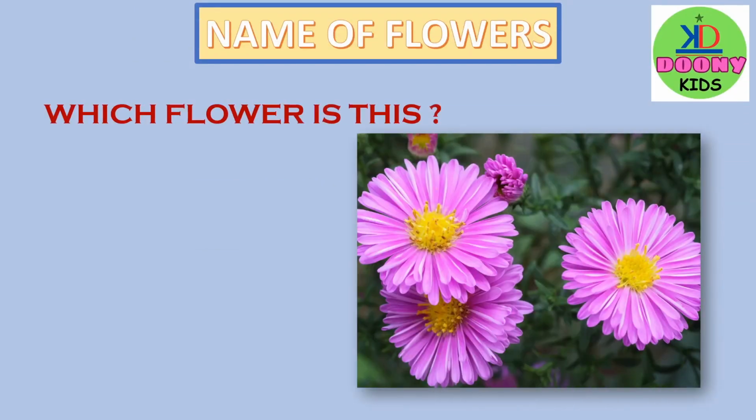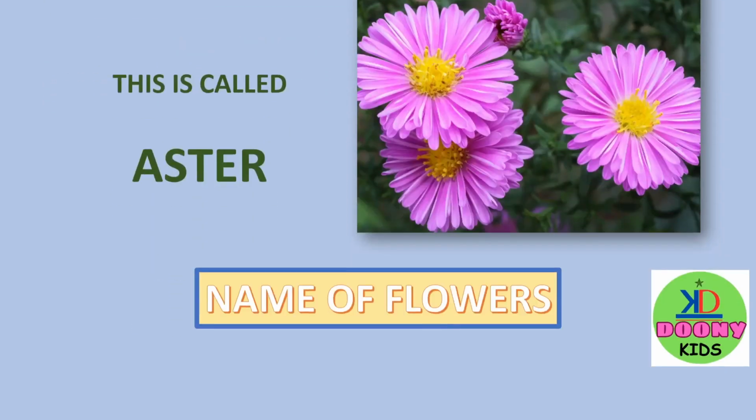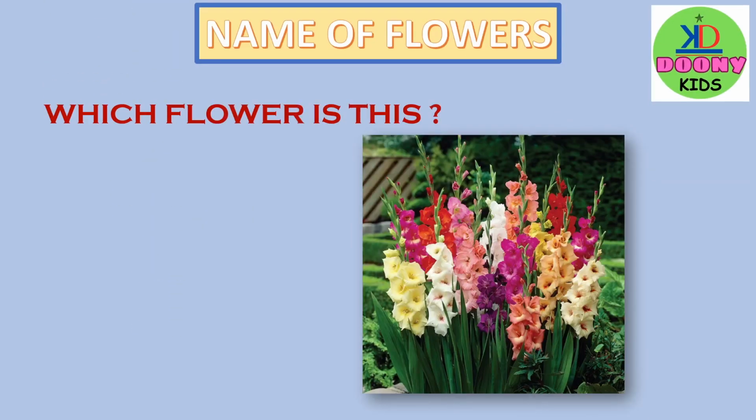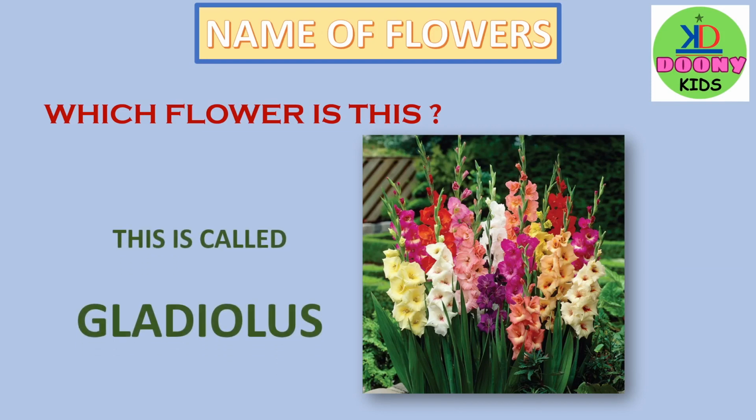Which flower is this? This is called aster. A-S-T-E-R, aster. Which flower is this? This is called gladiolus. G-L-A-D-I-O-L-U-S, gladiolus.